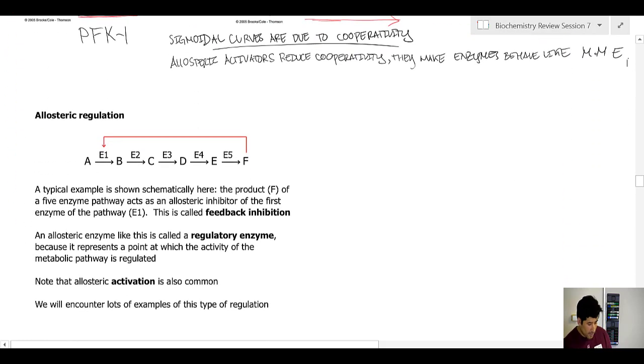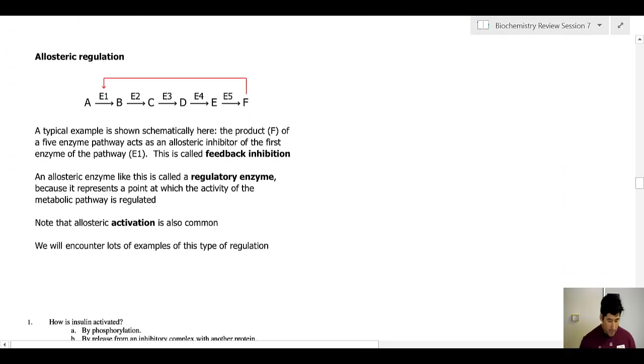All right, and so now we're going to talk about allosteric regulation a little bit more. A typical example is shown schematically here. The product F of the 5 enzyme pathway acts as an allosteric inhibitor of the first enzyme in the pathway. This is called feedback inhibition. So we have substrate A reacting with enzyme number 1, and once substrate A reacts with enzyme number 1, what do you get? You get product B, and then product B reacts with enzyme number 2, and what does enzyme number 2 do to substrate B now? It turns it into C.